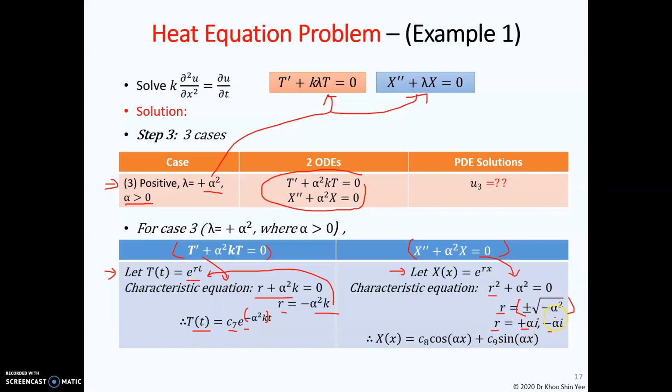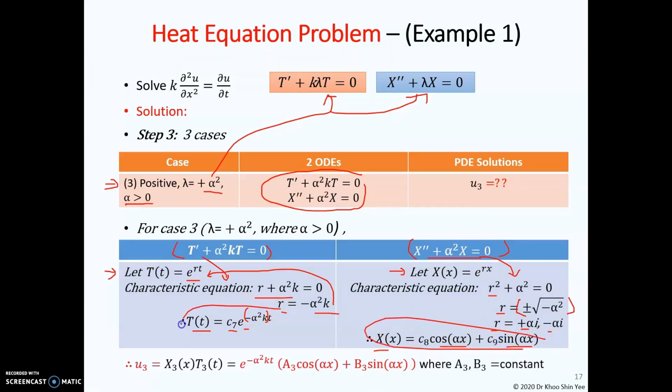Since this is an imaginary number, we can obtain the final solution for this ODE in cos and sine format. Multiply the x with the t here, then you obtain this solution where the C7, C8 and C9 here can be simplified into A3 and B3 constants. So this is the solution for the PDE in the third case.